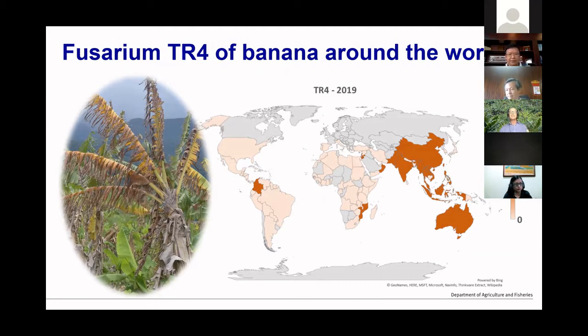However, in Southeast Asia, banana growers and researchers have been dealing with the disease for more than 20 years and have developed some quite innovative banana production systems.